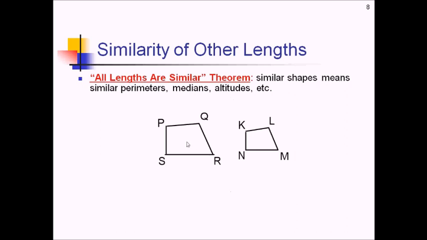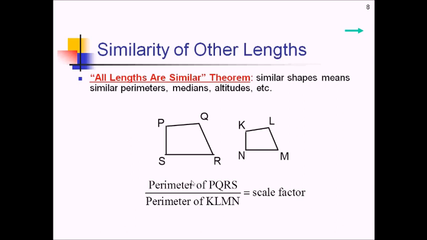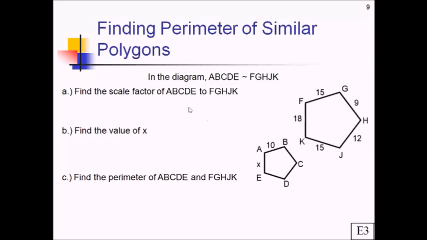So for example, in these two shapes, we can say that the perimeter of this first shape divided by the perimeter of this other shape is going to equal the scale factor. Any similar sides, when you put them in a fraction, they are going to reduce to the scale factor. That, again, is what the scale factor gives us. It's the ratio of one side of a shape to the corresponding side of the other shape. We're going to do a problem now where we get to test the all lengths are similar theorem out.